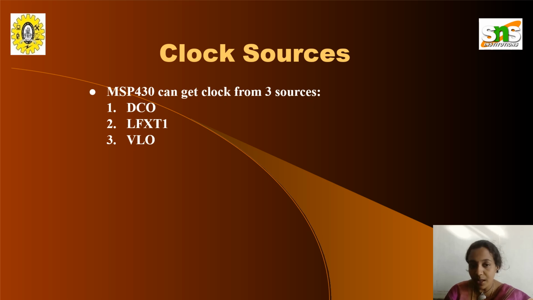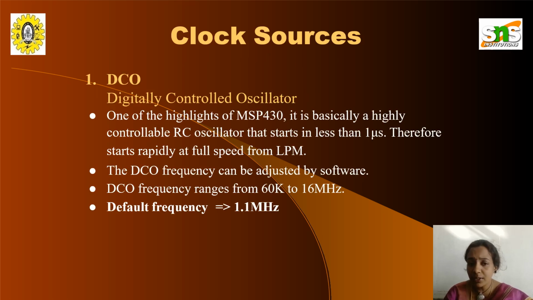The three types of clock sources are DCO, LFXT1, and VLO. DCO is nothing but a digitally controlled oscillator. One of the highlights of MSP430 is that it is a highly controllable RC oscillator that starts in less than 1 microsecond. Therefore, it starts rapidly at full speed from LPM. The DCO frequency can be adjusted by software. DCO frequency ranges from 60 kHz to 16 MHz. The default frequency for the clock sources is 1.1 MHz.